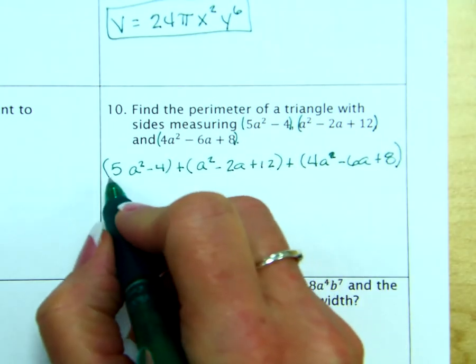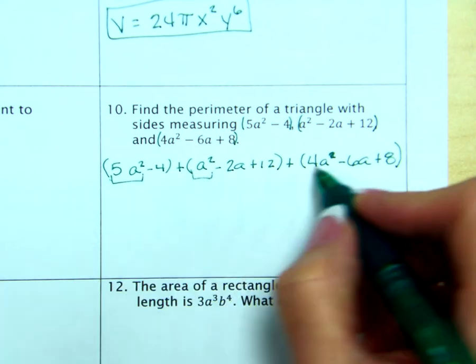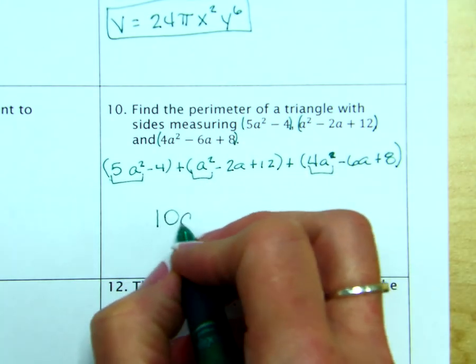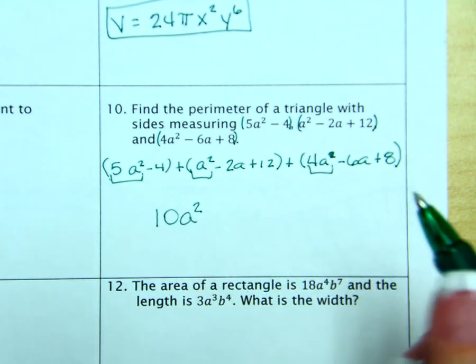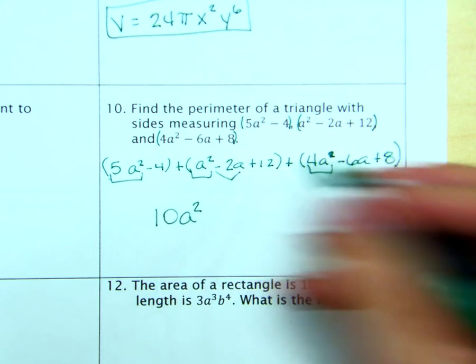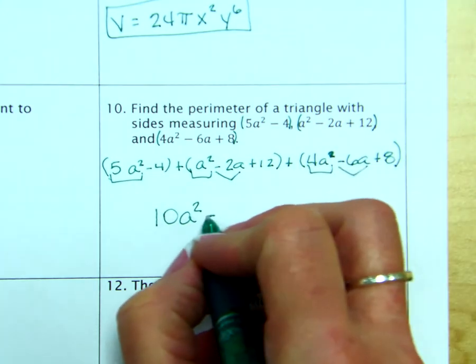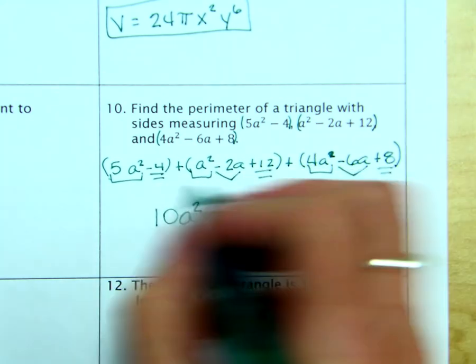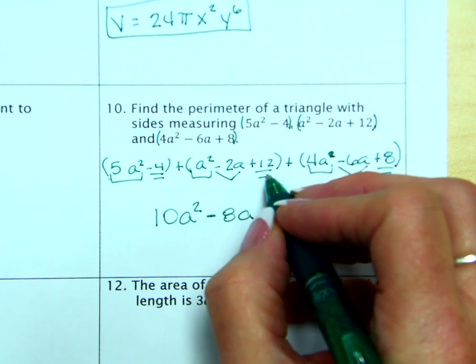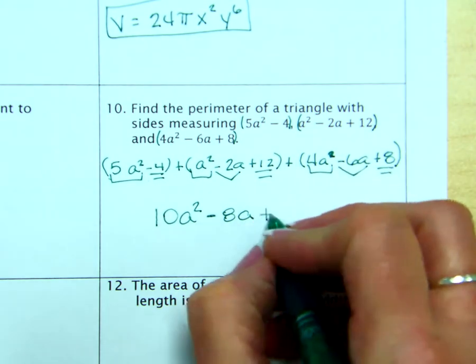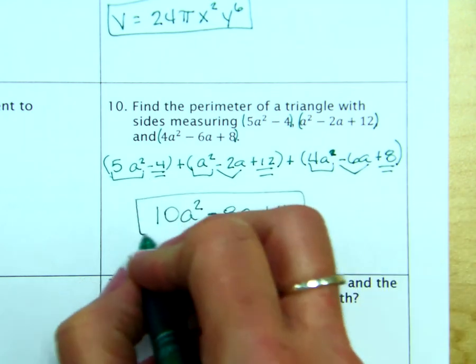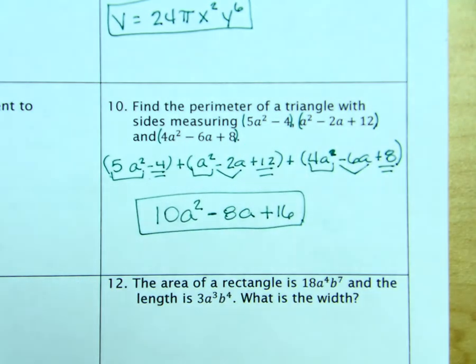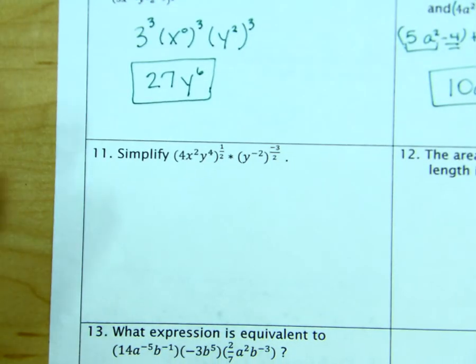So our a squared terms, we have 5 plus 1 plus 4, which gives us 10a squared. For our a terms, we have negative 2a and negative 6a, so we get negative 8a. Finally, we have our constant terms. Negative 4 plus 12 gives us positive 8, plus another 8 gives us 16. So we take the 3 sides of our triangle, add them up, and this is going to be the perimeter of the triangle. In problem number 11, they want us to simplify.